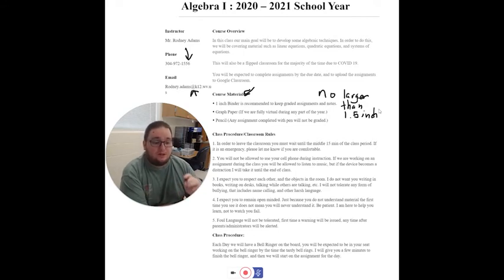For the class procedure, so like I said, this doesn't really pertain to you right now, but it will in the future. So each day we will have a bell ringer, or welcome work, or warm-ups, whatever you want to call it, or whatever other teachers have called it in the past. But I expect you to be in your seat working on the bell ringer by the time that the tardy bell rings. So, for example, first period starts at 7:30 or 7:25, and then about 5 minutes later, that's whenever the tardy bell rings. So I need you in your seat ready to go by the time the tardy bell rings.